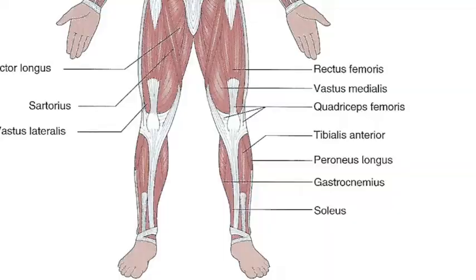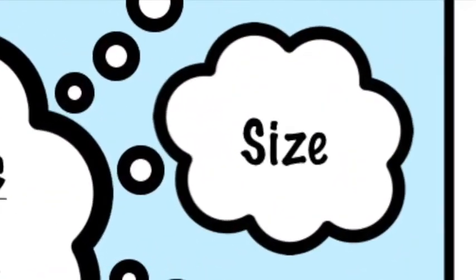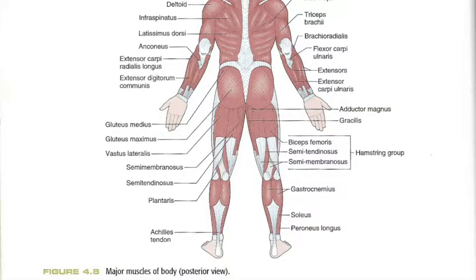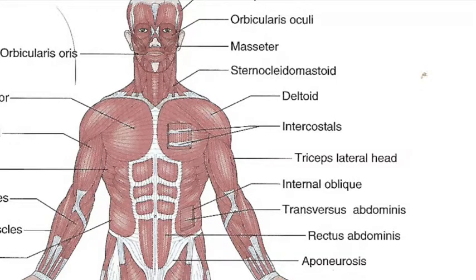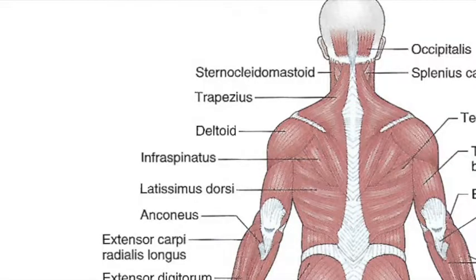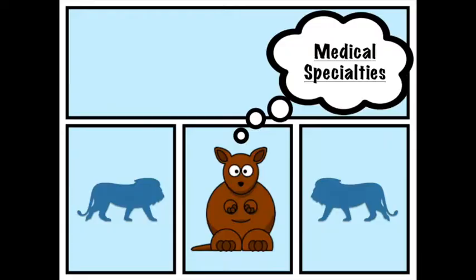Muscles named for their size. Some muscles are named because they are broad or narrow, or large or small. For example, the gluteus maximus is the largest muscle of the buttock. Muscles named for their shape. Other muscles are named because they are shaped like a familiar object. The deltoid muscle, which forms the muscular shoulder cap, is shaped like an inverted triangle, or the Greek letter delta.